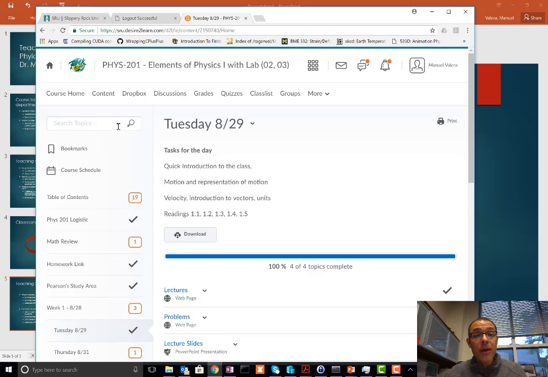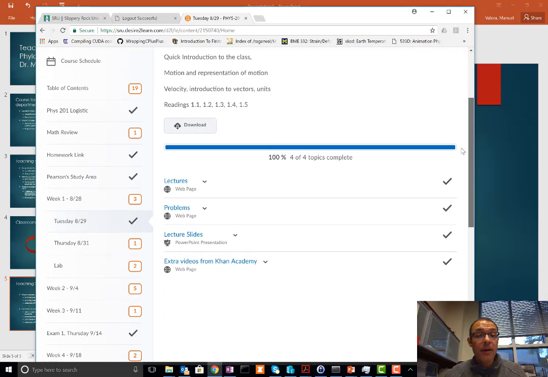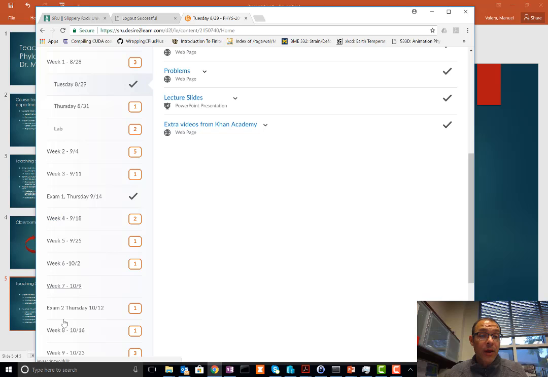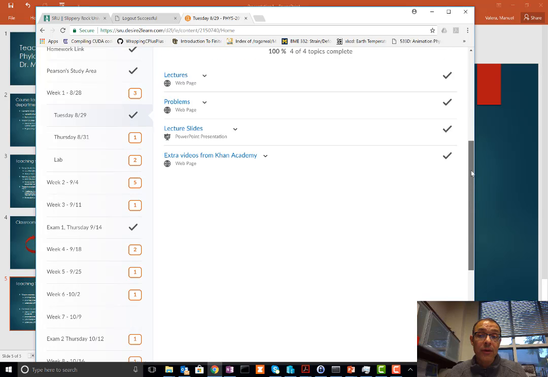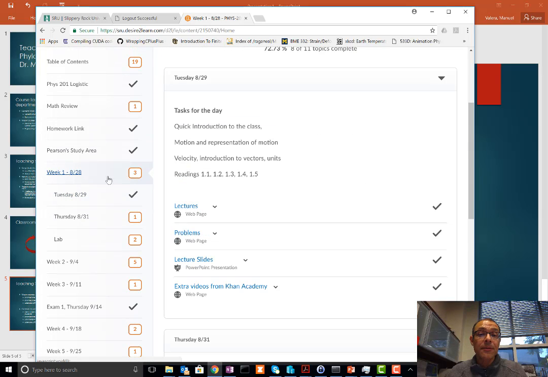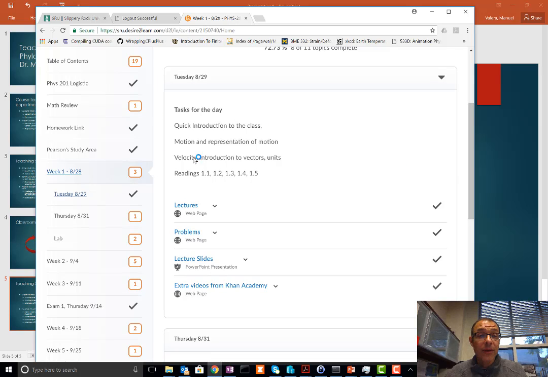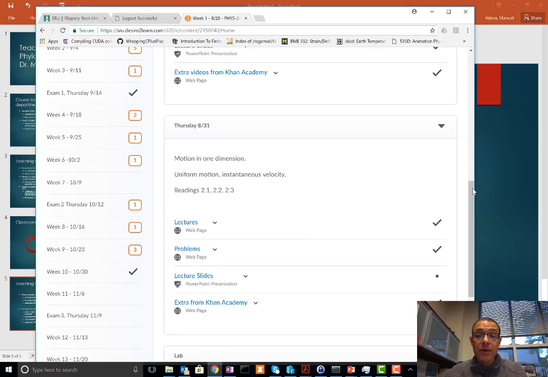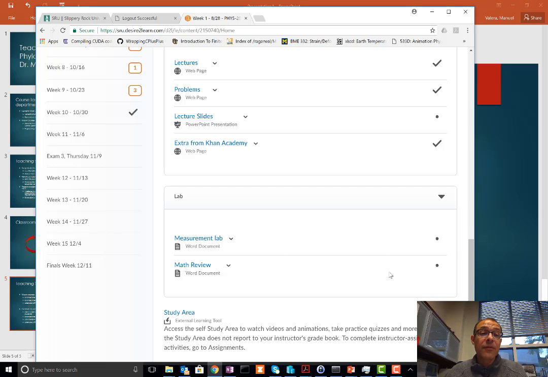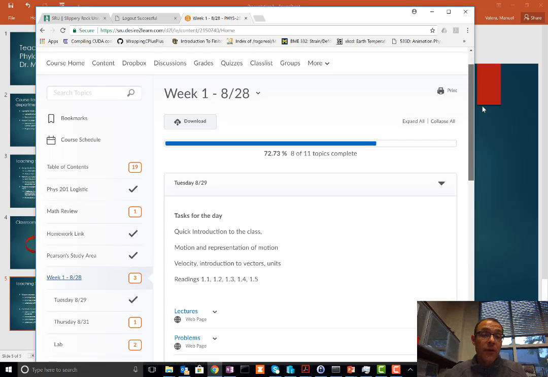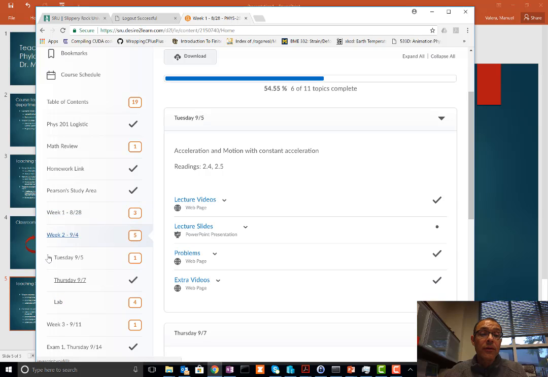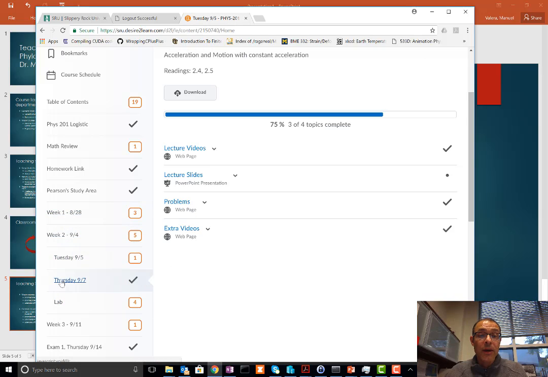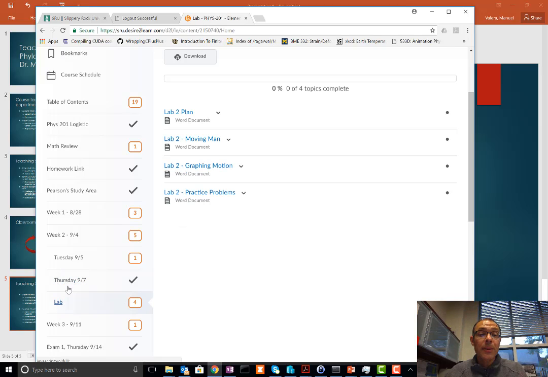So if we go to the table of contents of the D2L page, you can see on the left side we have week-by-week details of what we are going to be doing that week. If we go to week 1, for instance, we have the material for Tuesday, what we are going to do on Thursday, and the lab for that week. If we click on week 2, we have Tuesday again, Thursday, and the lab.